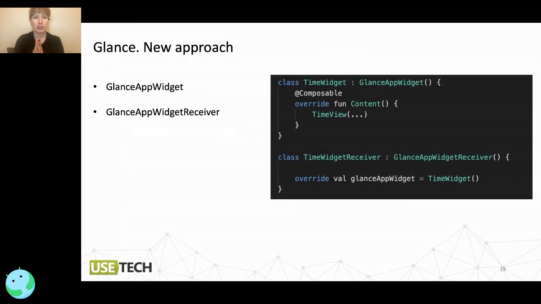To work with such a widget, we need to create a special GlanceAppWidget, and it will have to override the basic content function to create composables based on Compose controls, Compose functions. And to work with such a widget, we use not AppWidgetProvider, but GlanceAppWidgetReceiver. And in the main property glanceAppWidget, we return a new instance of our widget.